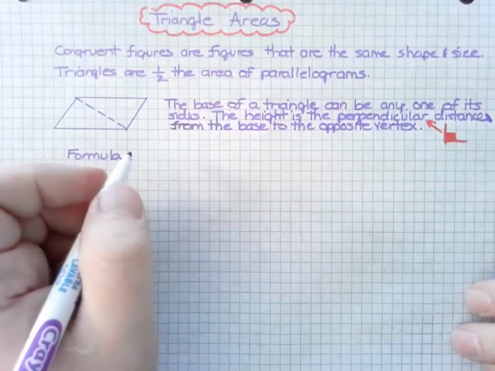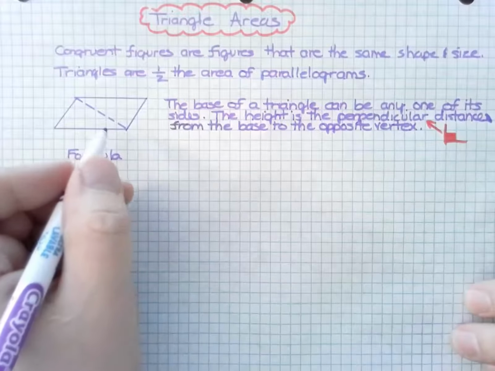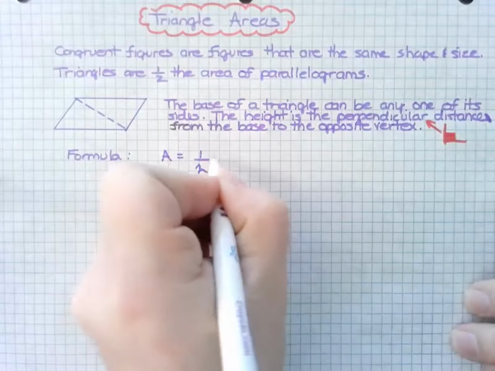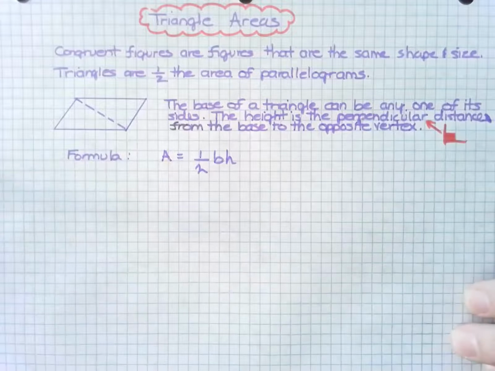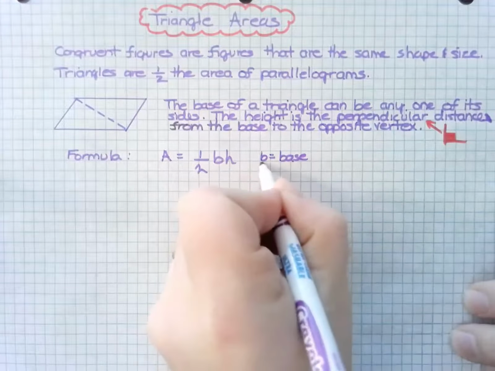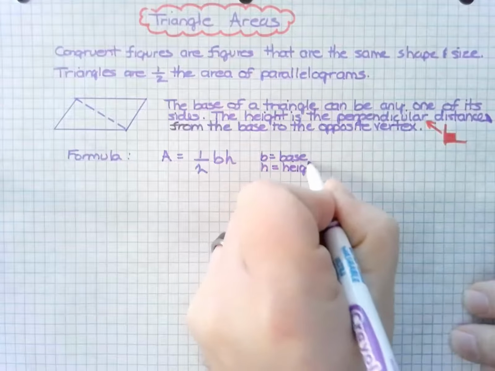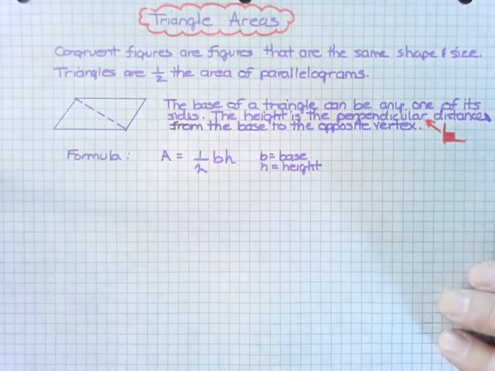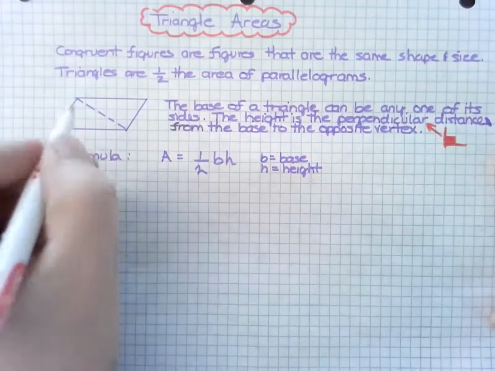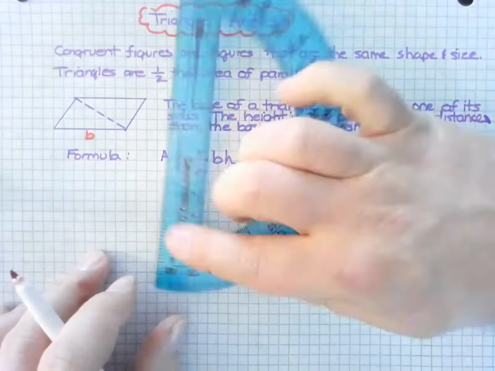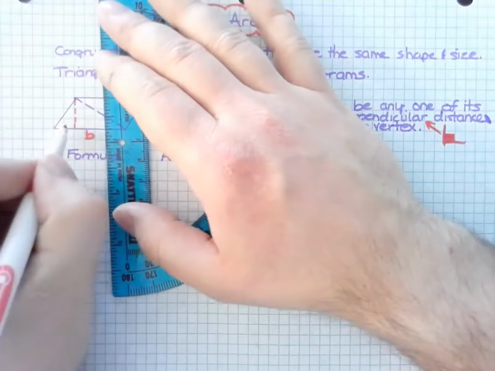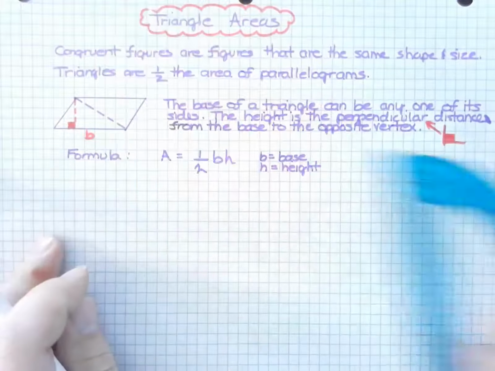If you think about the area of a square, length times width, or a parallelogram, base times height, we know that the area of a triangle is half base times height, where b is equal to the base and h is equal to the height. Using this diagram right here, we can represent this as our base, and the vertical line going down to the base at a right angle as our height.